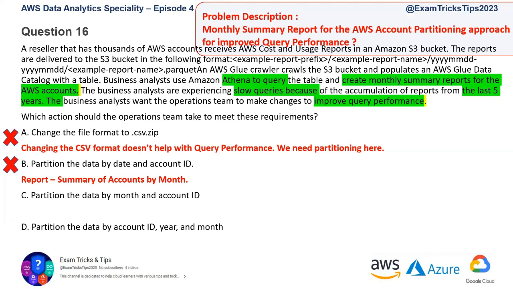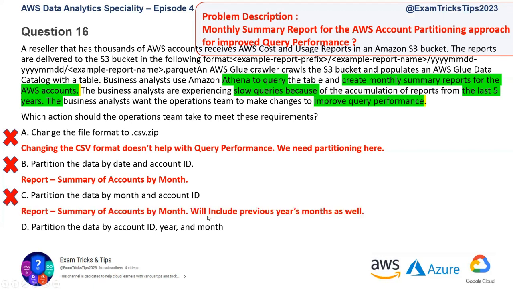We're talking about thousands of accounts, so account ID should be the first key, to be honest, because once you choose a particular account, you're eliminating the remaining thousand accounts from the data. But there is one more aspect here. If you just partition by month, then you're going to get data for the previous years as well. Say, for example, you look for January data for account ID ABC, you're going to get 2023, 2022, 2021. So this is not the correct way, and option C fails there.